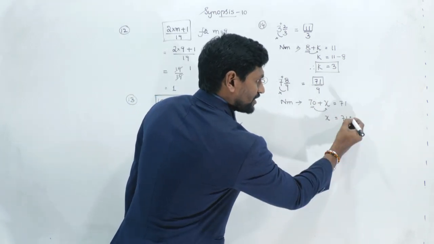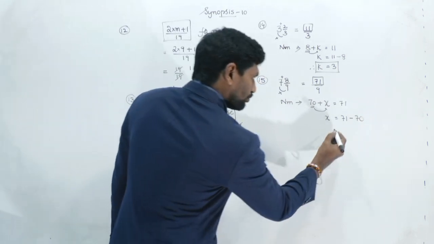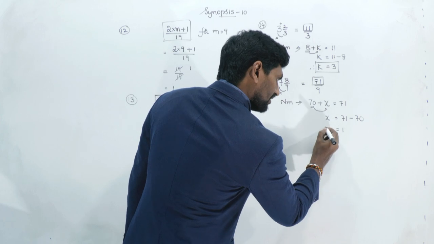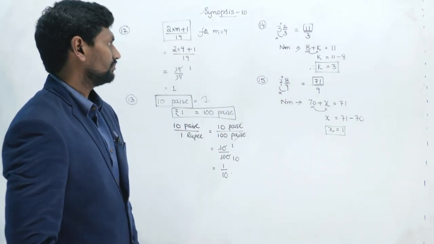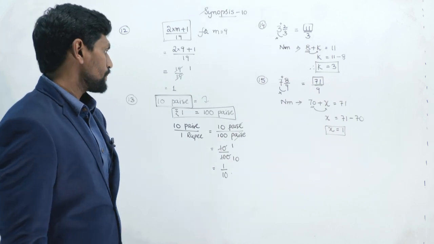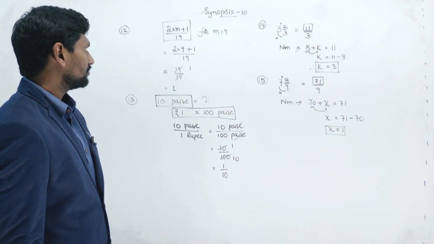Or transpose 70 to that side, minus 70. 71 minus 70 is 1. So the x value is 1. We can do it like this also. Okay? Please note it.